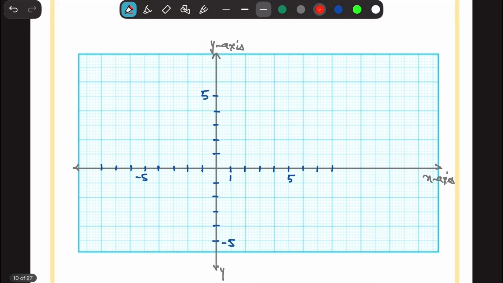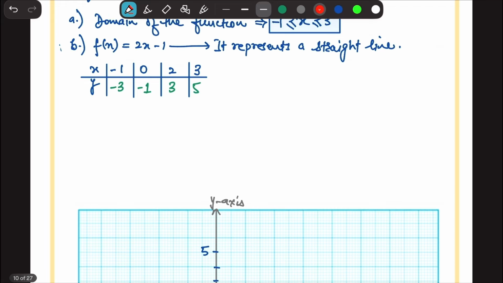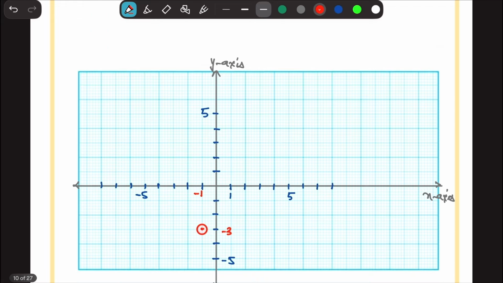So first is minus 1 comma minus 3. So this is your minus 1 and this is your minus 3. So my first point is going to be here. I will plot a point on this. Second is 0 comma minus 1. So without wasting time, let's plot 0 comma minus 1.